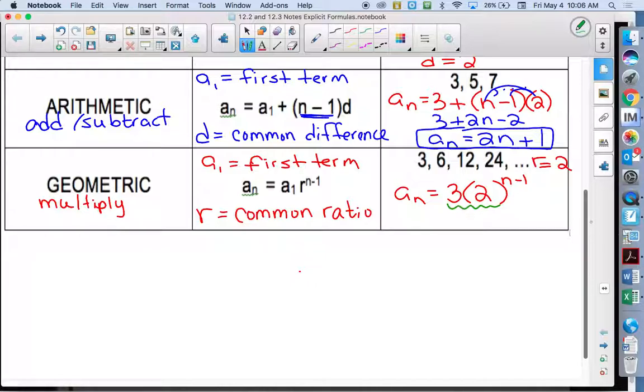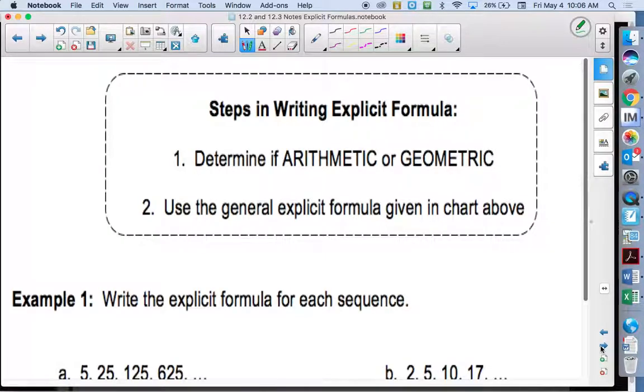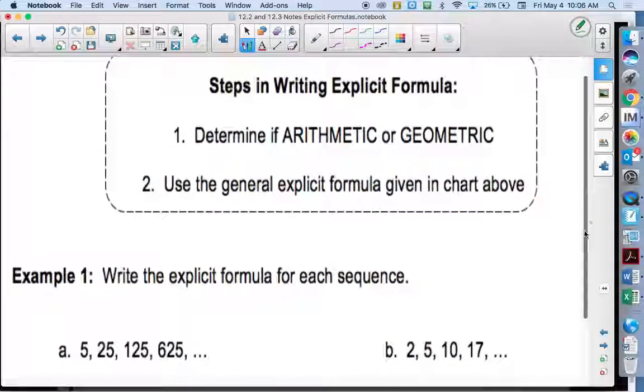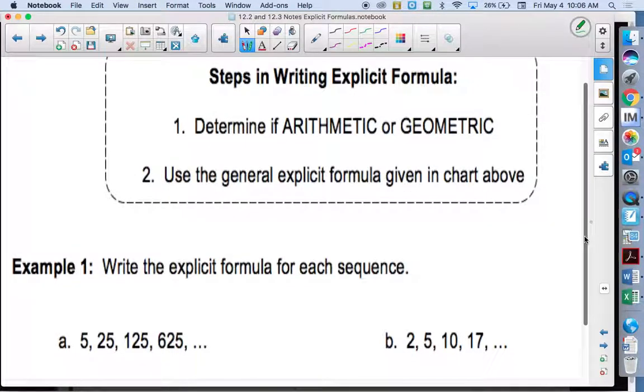So for the next 4 problems underneath, we're going to try and use these 2 formulas to see if we can now have a method or a thought process to help us write some equations or formulas for arithmetic and geometric sequences. So the steps to writing the formula. 1, you have to decide if it's arithmetic or geometric. One or the other. You got to pick one. Because then, if it's arithmetic, we have a specific format to follow. If it's geometric, we'll use the other one.